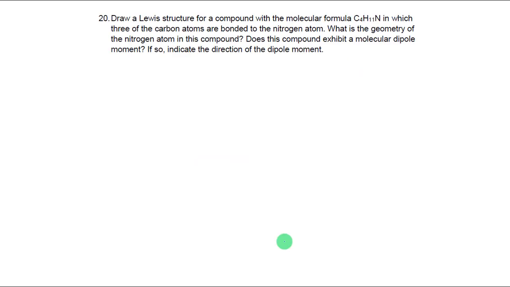Alright, so here we're looking at a Lewis structure for a compound with the molecular formula C4H11N. 3 carbon atoms are bonded to the nitrogen atom. What is the geometry of the nitrogen atom in the compound? Is there a dipole moment? And then in what direction? So I'm going to look at N. It said 3 carbons. I need 1 more carbon, so I'll just put 1 here. And I need to fill in my hydrogens.